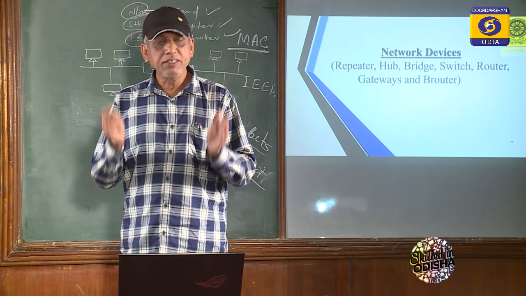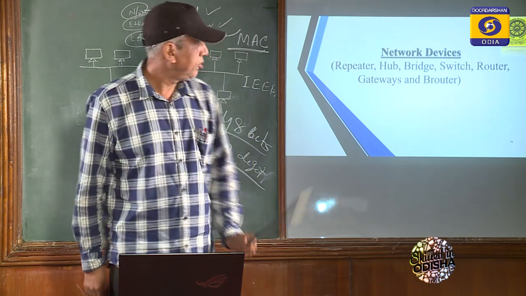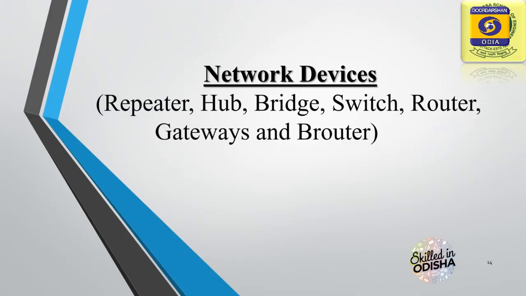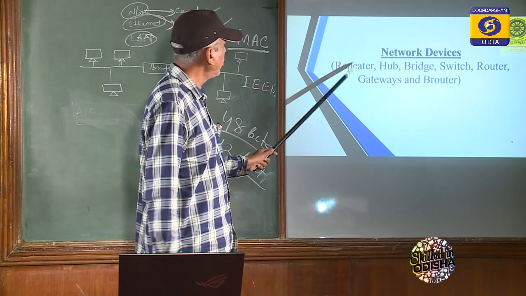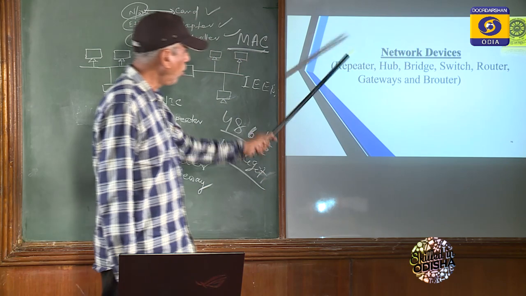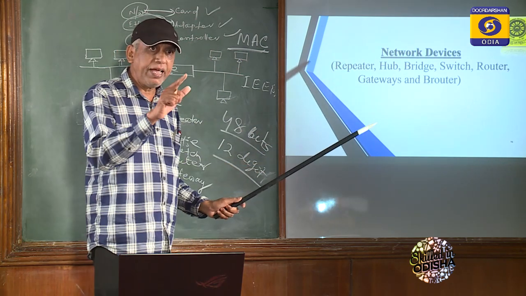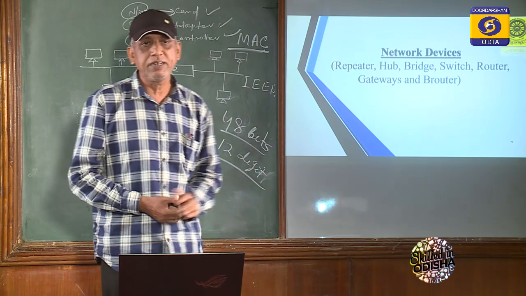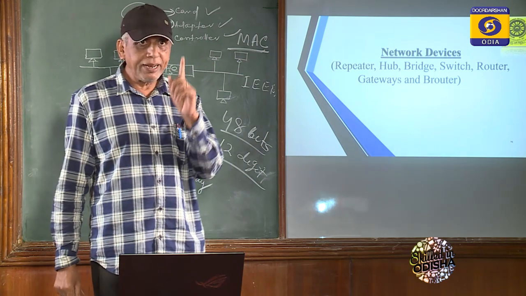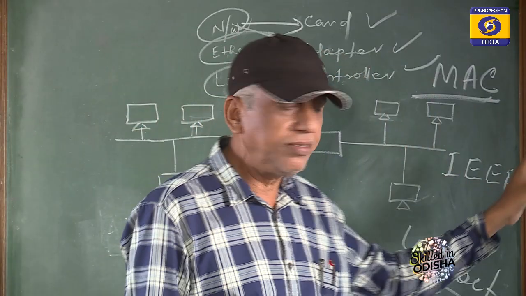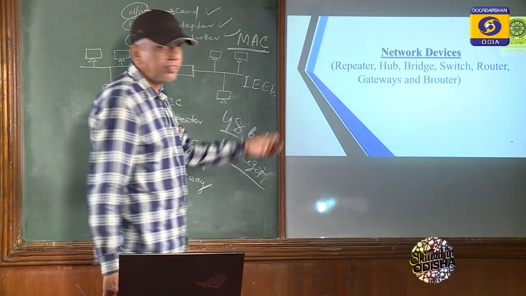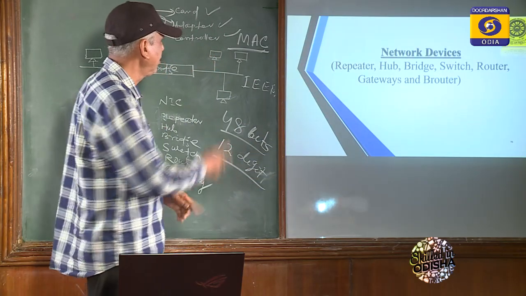Then we start with what the networking devices are. The networking devices are repeater, hub, bridge, switch, router, gateway. Up to this it is in our course, and router is the latest, it is not in our course. So first we should learn the repeater, hub, bridge. All these are networking devices. But previously the NIC was an interfacing device, not a networking device. You should remember, NIC is an interfacing device, and all these five are networking devices. Start with the repeater.